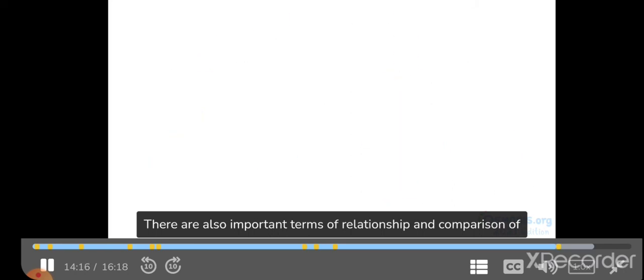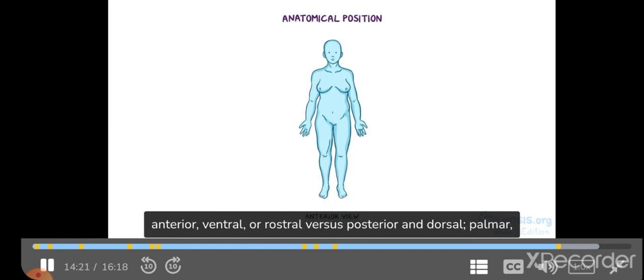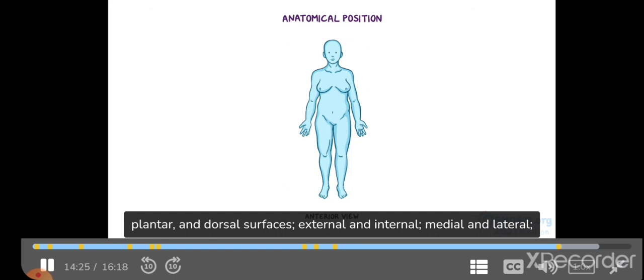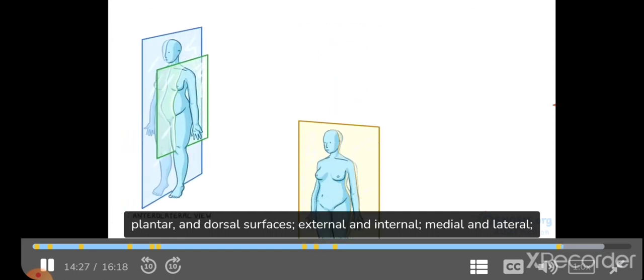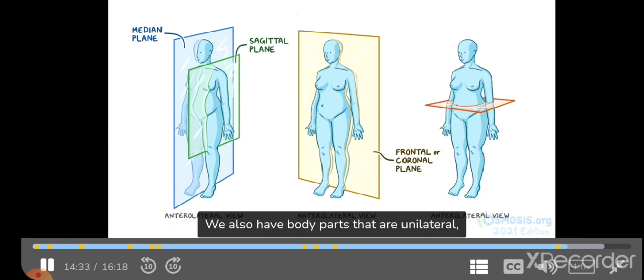Alright, as a quick recap, the anatomical position is the body position that serves as a universal reference posture for the body's planes, sections, and terms of relationship. There are 4 main anatomical planes. The medial plane, sagittal plane, and frontal or coronal planes are vertical, while the transverse or horizontal plane is horizontal.